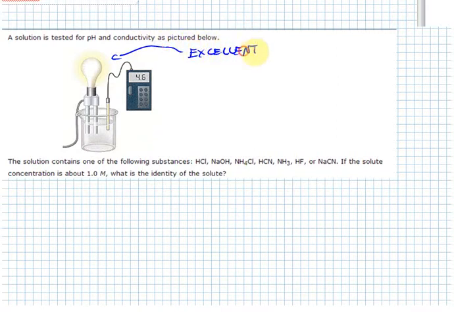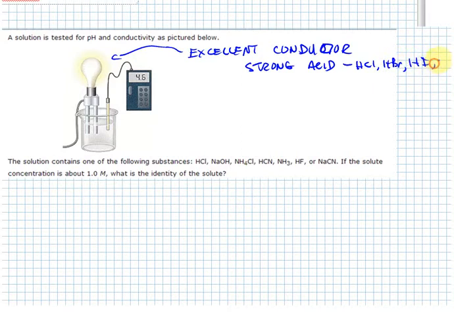And there's only two ways we're going to get a solution to be an excellent conductor. Either a strong acid that is completely ionized. So, for example, remember our strong acids: HCl, HBr, HI, HClO4, HNO3, and sulfuric acid, at least for its first ionization step. All right. Right away, we look down here and we see we do have HCl.